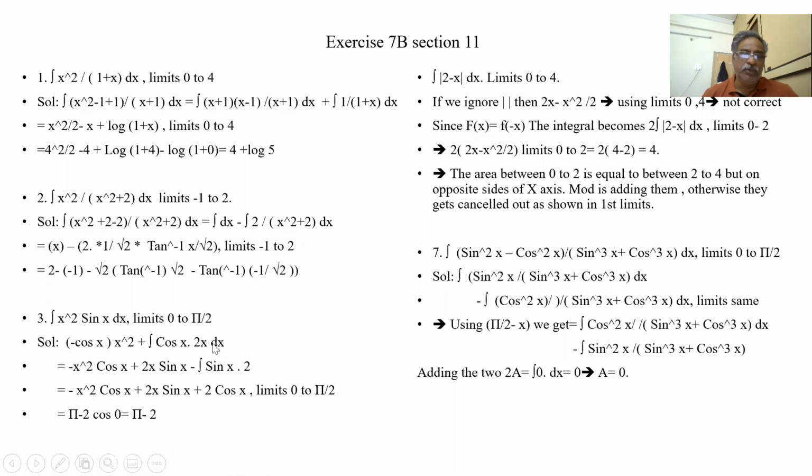So normally here I am not using any formula. I have simply done integration as per the earlier chapter and applied the limits. This we have already done.